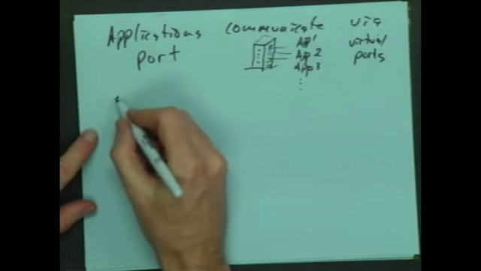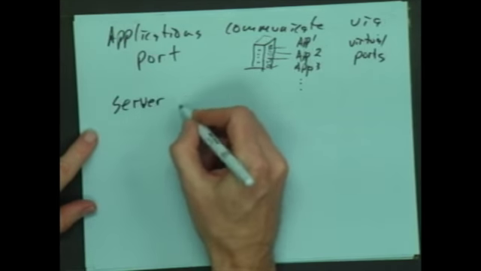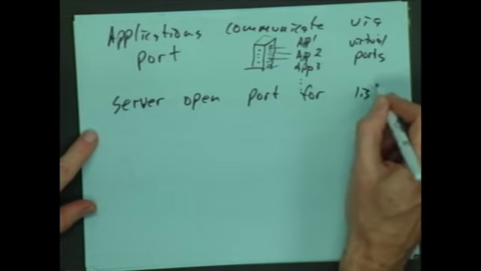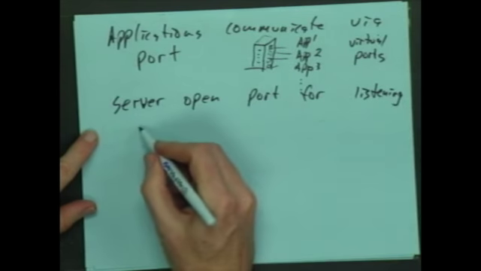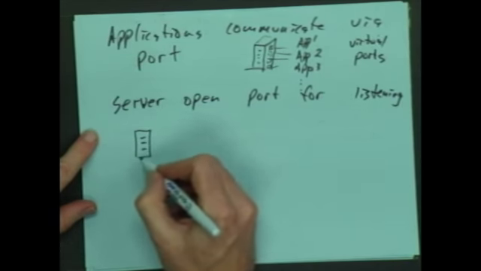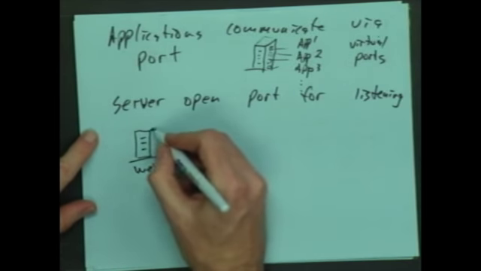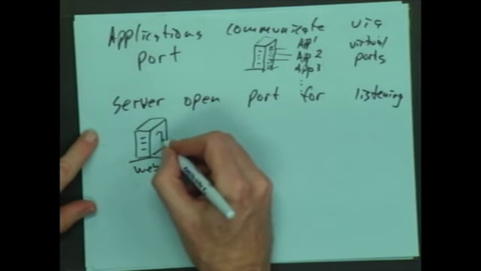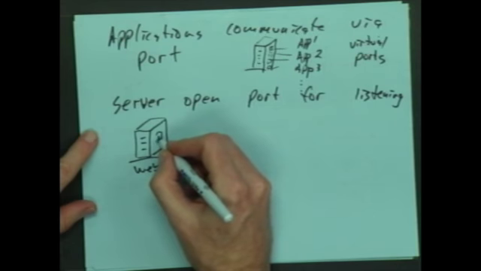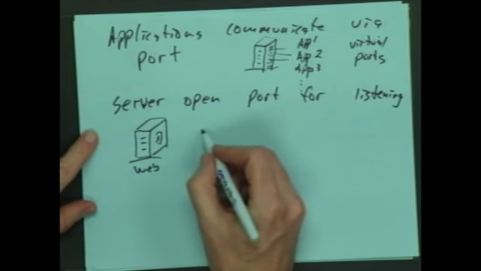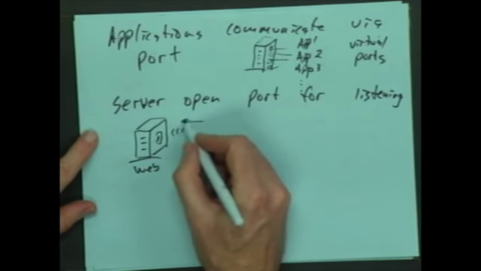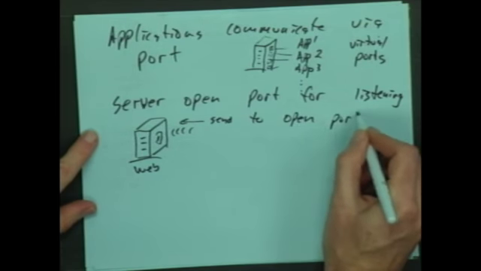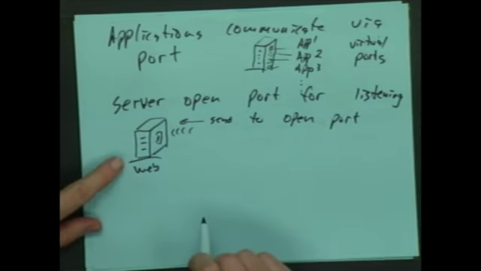If I'm a server, I'm going to open a port for listening. So we'll draw our server again here. Let's say this is a web server. I'm going to draw an ear on this because this is where I'm listening. If I want to send something to the server, I send it to the open port.